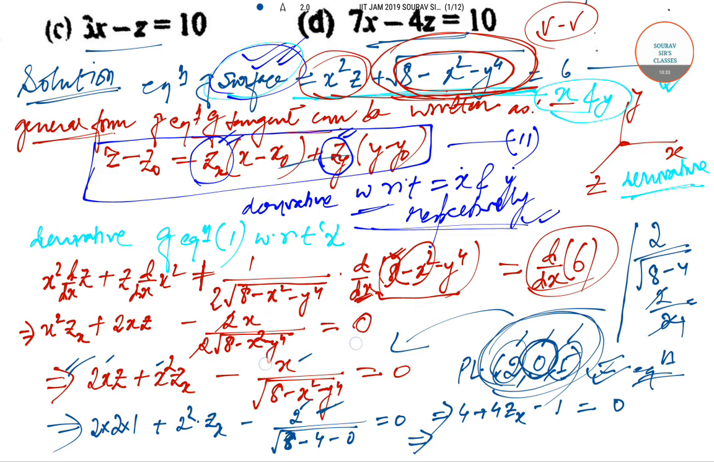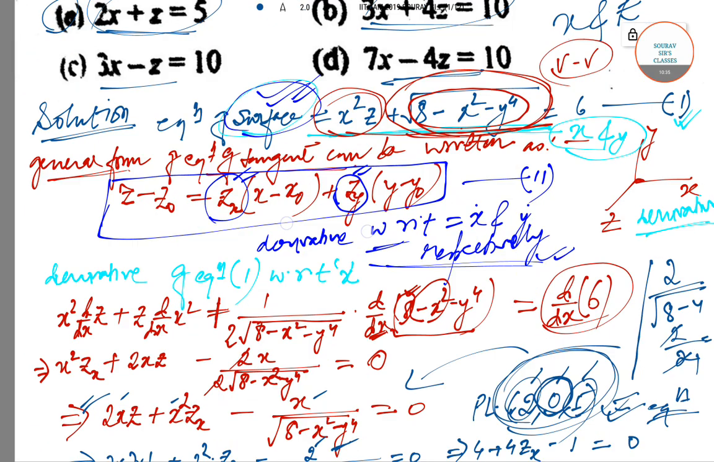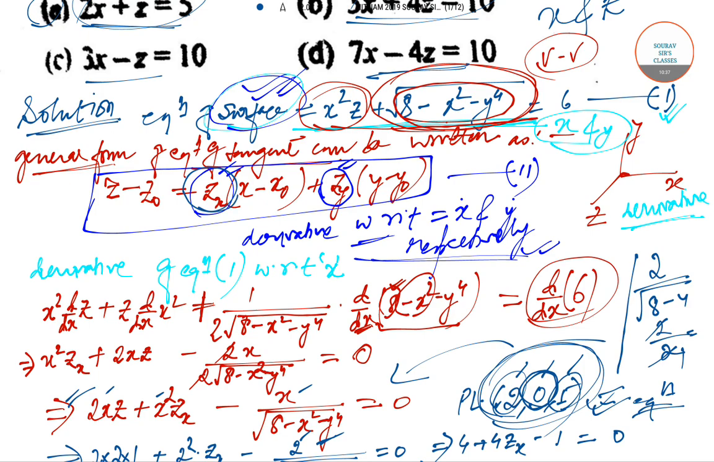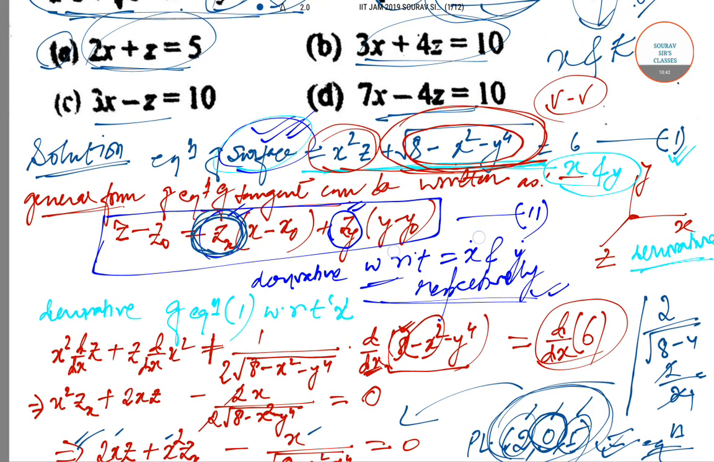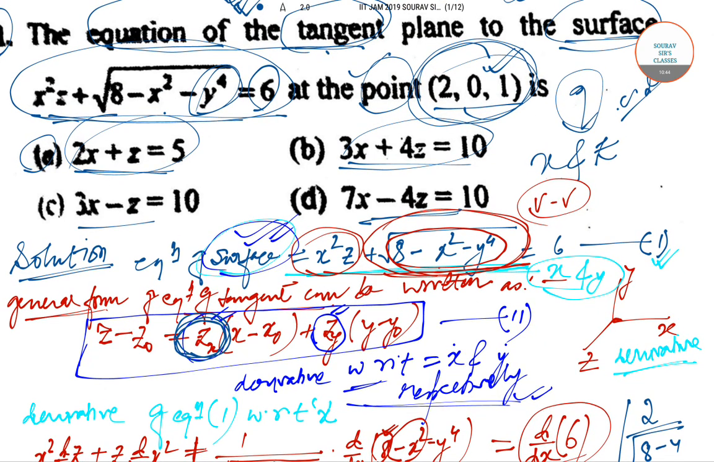Now moving to the previous part, we need the value of zx. We have already discussed that we need the value of zx in order to solve this question where we are asked to find the tangent plane at this point.